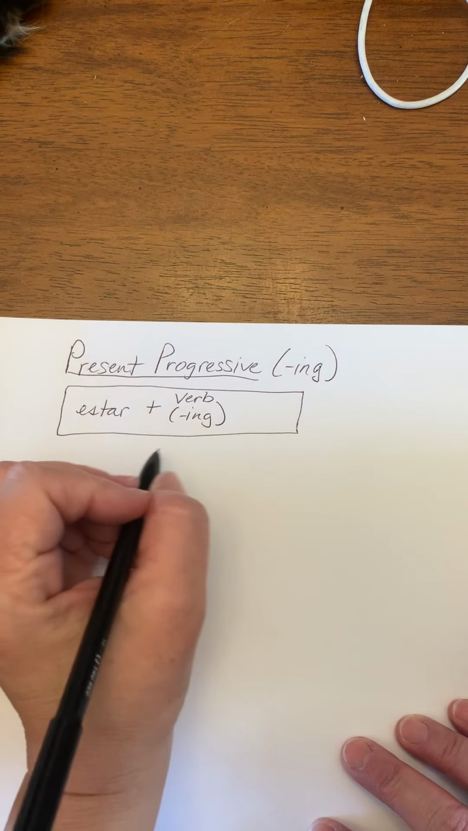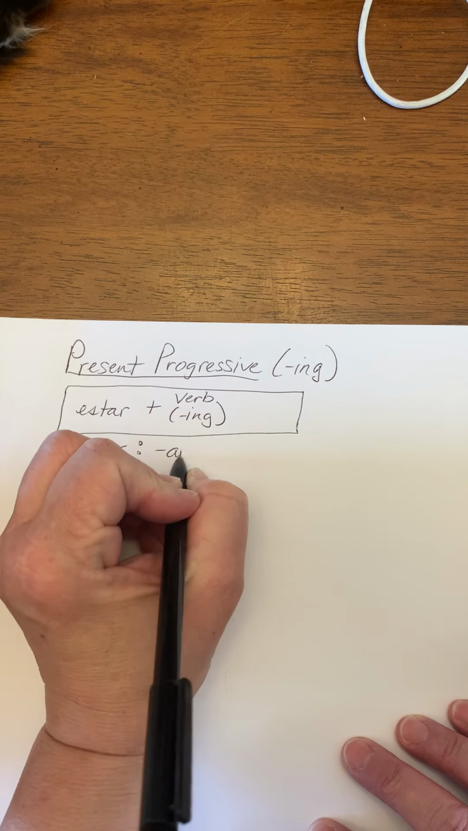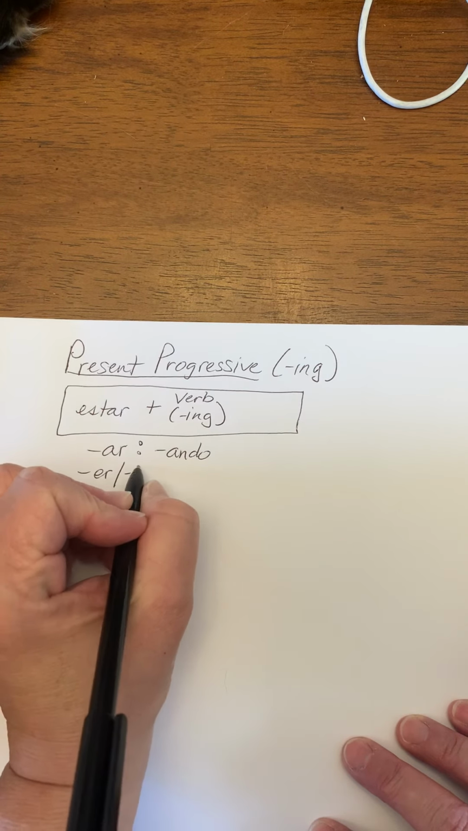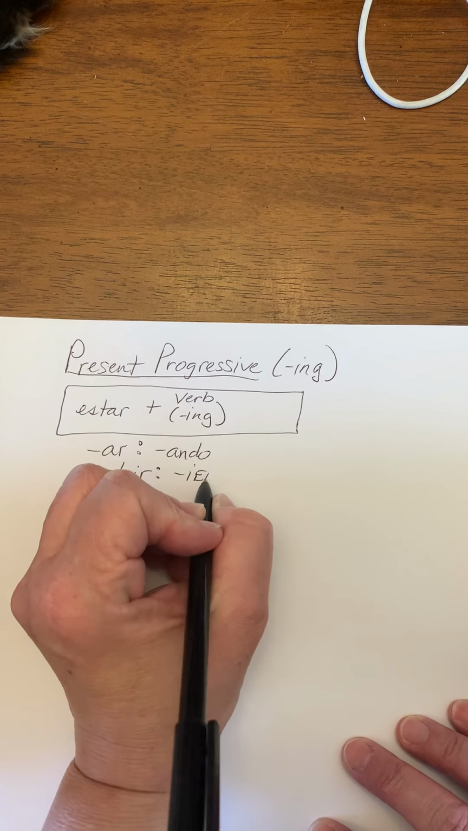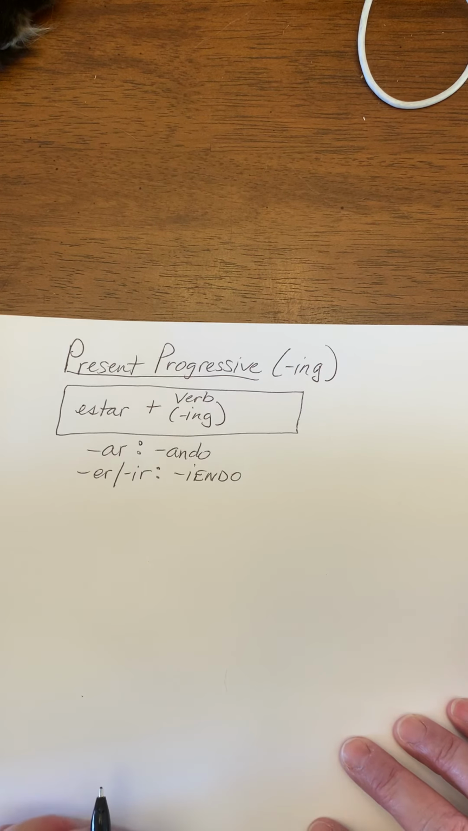Basically, if it's an AR verb, you take off that AR and you add ando. If it's an ER or an IR verb, you take those off, you add yendo, yendo. Okay, now of course there's always going to be irregular verbs, and I'll get into those in just a second, but let's try the regular ones.